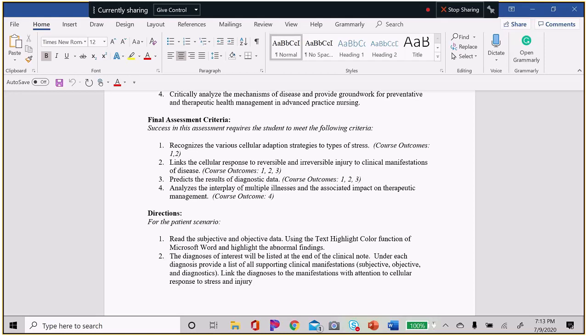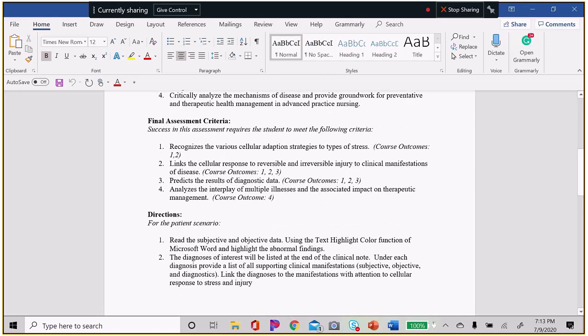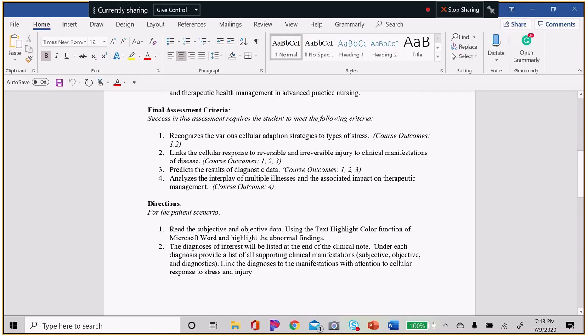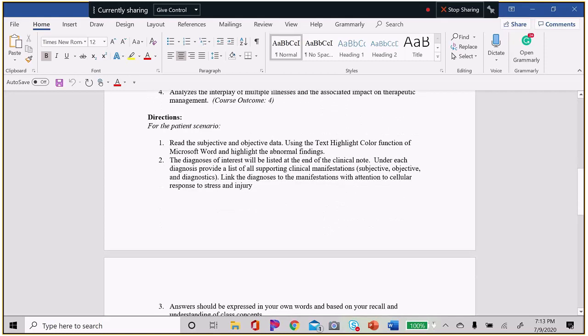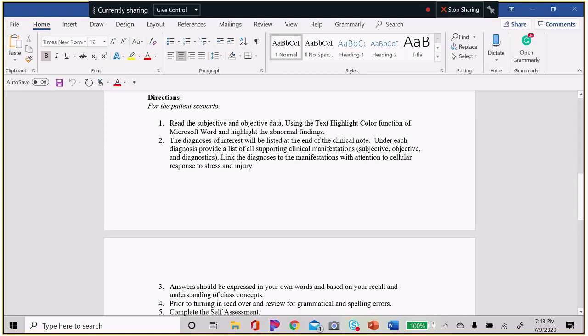Looking at the cellular response to injury, predicting the results of diagnostic data. So if someone has this problem, what would you expect their lab results to be, or how would you explain their lab results? And then looking at the interplay of multiple illnesses, because that is what this patient will have. That's the criteria by which you're being looked at when I'm going through these assignments.